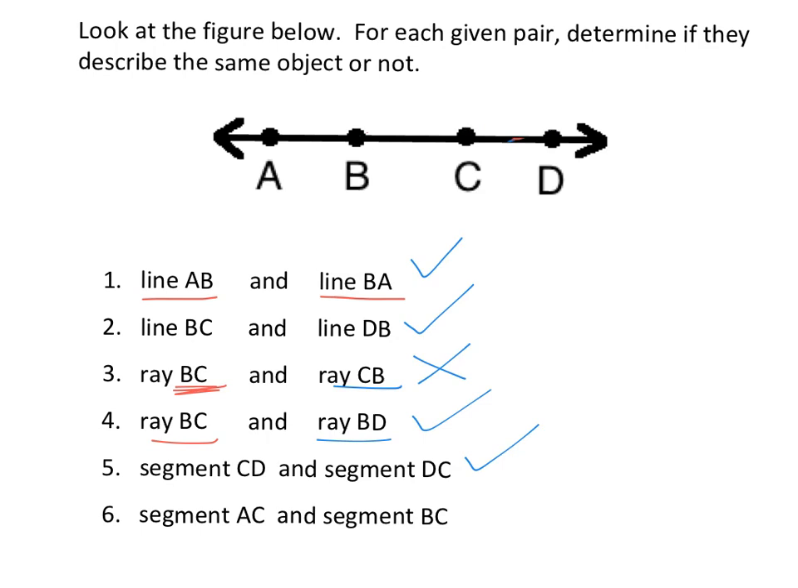And finally, segment AC starts at point A and is done at point C, and segment BC starts at point B, goes to point C. Clearly they're different. So I think this is an instructive way to think about rays, lines, and segments. And so try a few problems like this and hopefully you have a pretty good grasp of how these work.